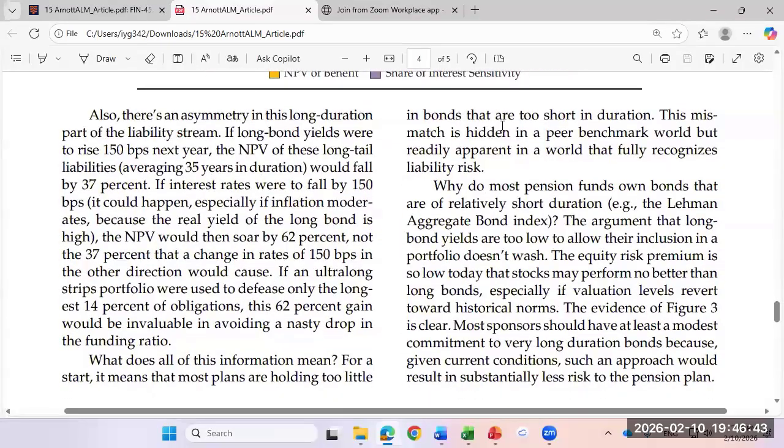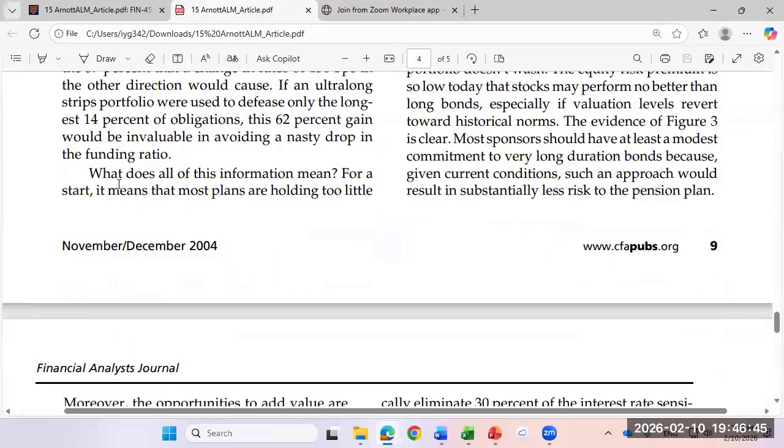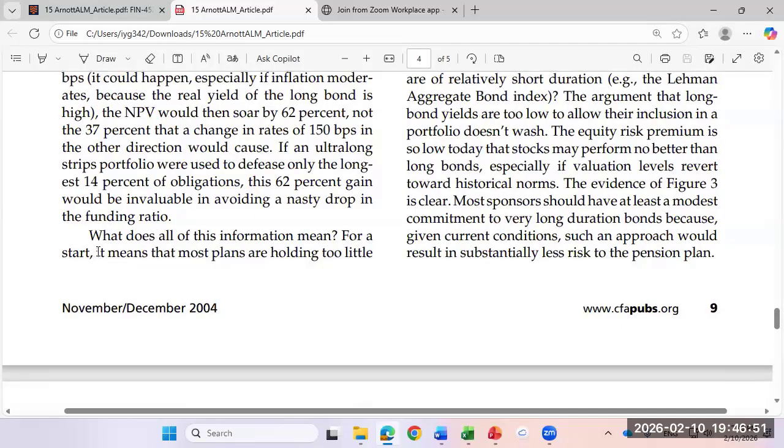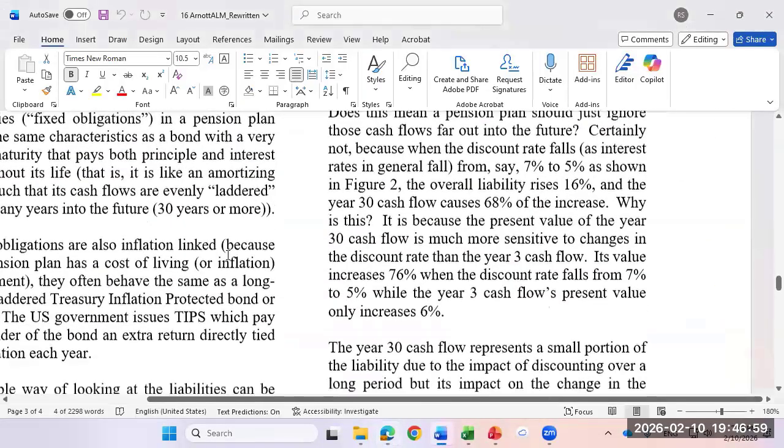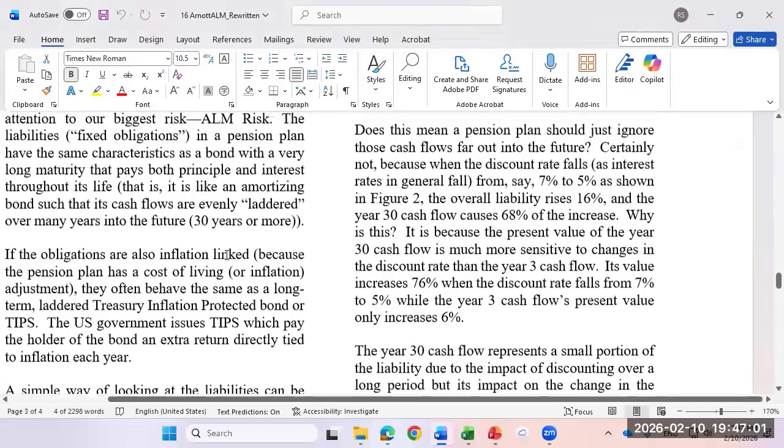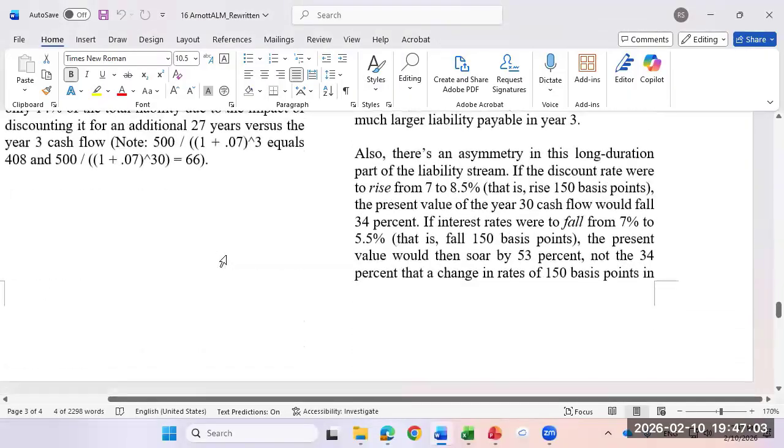I hate this sentence. You can read my rewritten sentence. What does this mean? It means most plans are holding too little in bonds that are too short in duration. Let me see if you like my definition a little better.